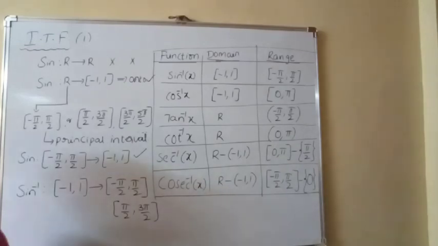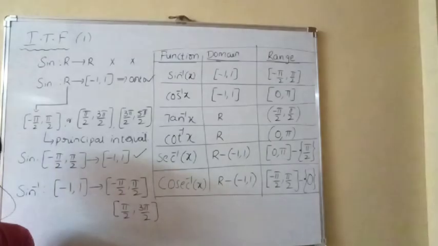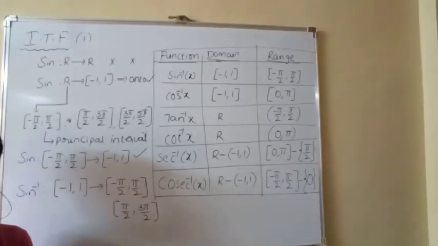Okay. Among all those branches, the branch whose range is the closed interval minus pi by 2 comma pi by 2 is called the principal value branch of the sine inverse function.